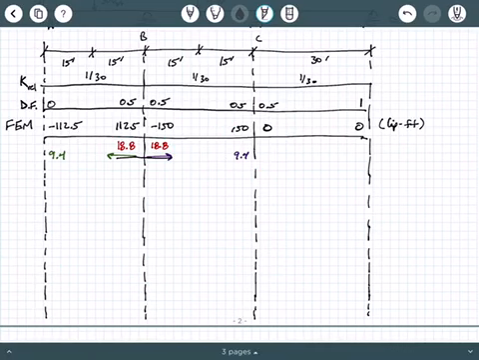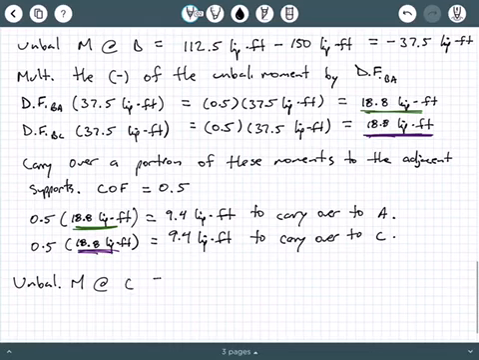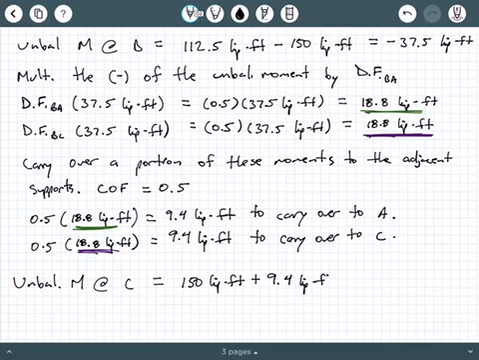Our next unbalanced moment is at C, okay? So this is that iterative process. So here's our next calculation. We have an unbalanced moment at C. And what is that equal to? Well, now that's equal to 150 kip feet plus 9.4 kip feet. That gives us a total imbalance of 159.4 kip feet at C, okay? So what do we do about that?